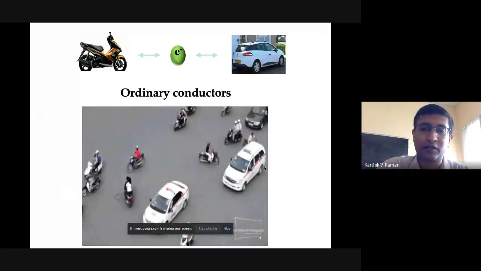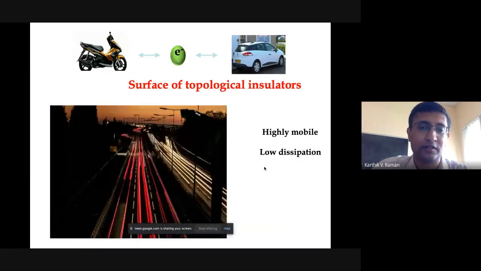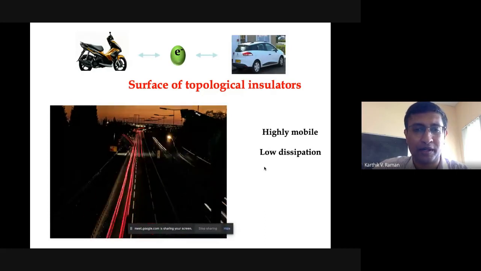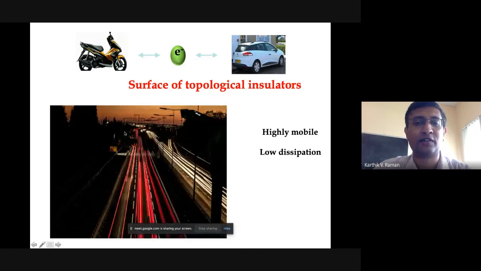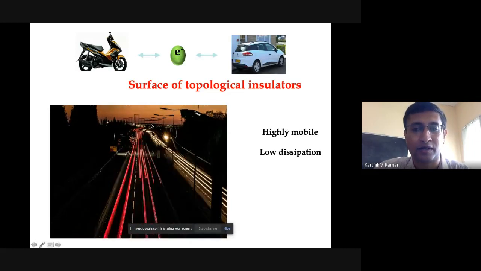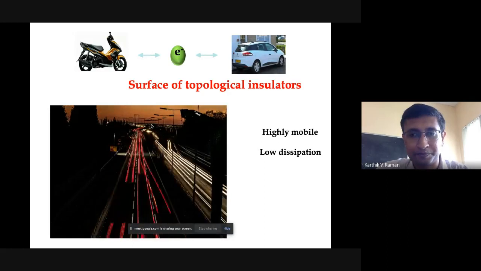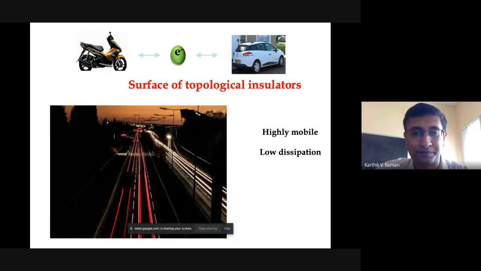But imagine a scenario where you're on a highway, where the flow of electrons is just not hindered, and it just continuously flows without any dissipation, and it's highly mobile. Even if it encounters a defect like this, for example, it channels itself around it and again gets connected back. So this is a very interesting analogy of what you expect at the surface of topological insulators. And this is what we are trying to now explore in thin film forms.